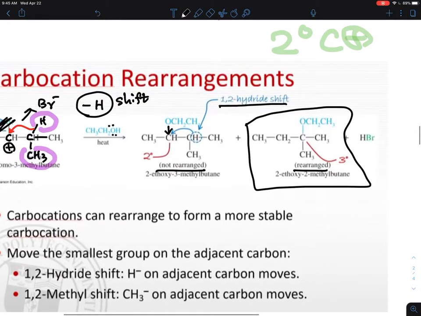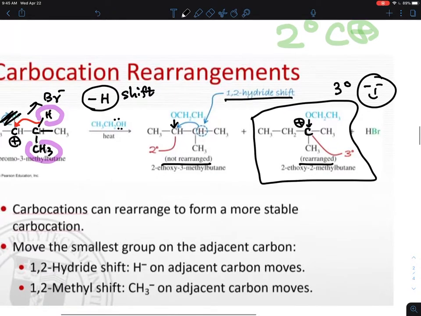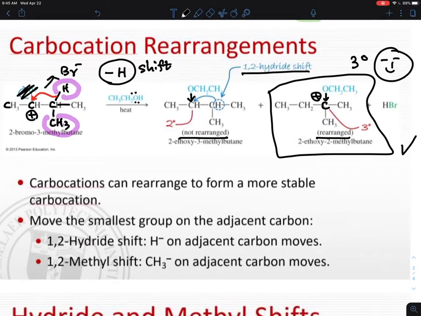But this hydride can move, and then they develop the carbocation here, which is a tertiary carbon, and that's a better stability. And that's the one that now can form the bonding with the nucleophile, the lone pairs in the oxygen, so they can do that. And this is a mixed product, but this will be the major product.